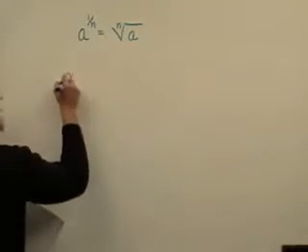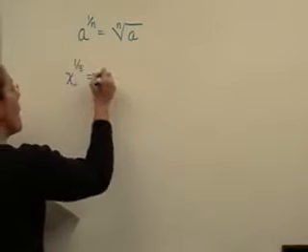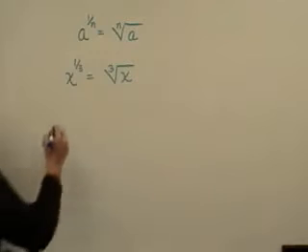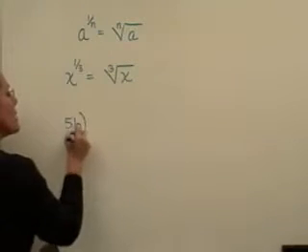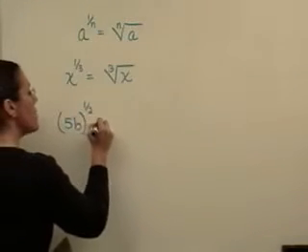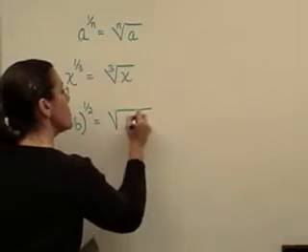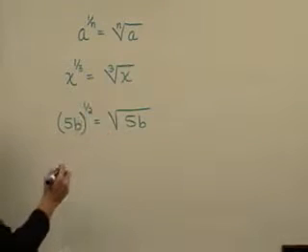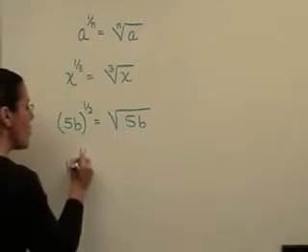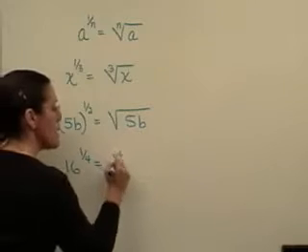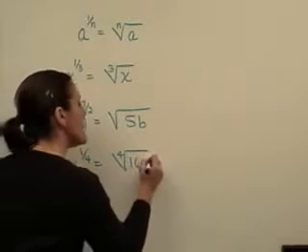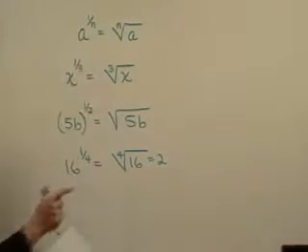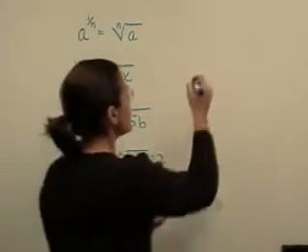If I had x to the 1/3 power, I am just asking for the cubed root of x. If I had 5b to the 1/2 power, I am just asking for the square root of 5b. Again, here's my indices, square root. If I had 16 to the 1/4 power, I am just asking for the 4th root of 16, which is actually 2. So, in this direction, I should be able to go in the other direction as well.